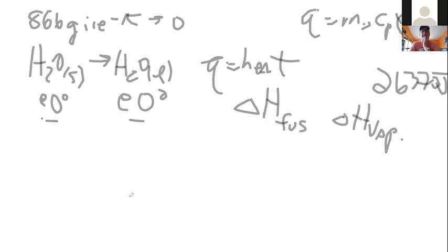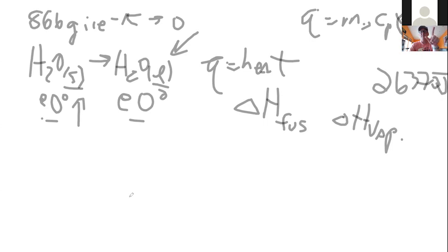Delta H fusion, that's right. Delta H fusion is the amount of heat involved in the transition between solid and liquid. That's what delta H fusion means. It's how much heat you need to add to a solid to convert it to a liquid. It's also the amount of heat you need to remove to turn a liquid back into a solid. But in this instance, we need to put the heat in to change it from a solid to a liquid. So delta H fusion is positive for us.